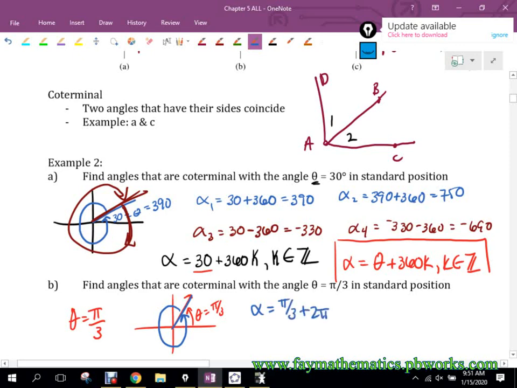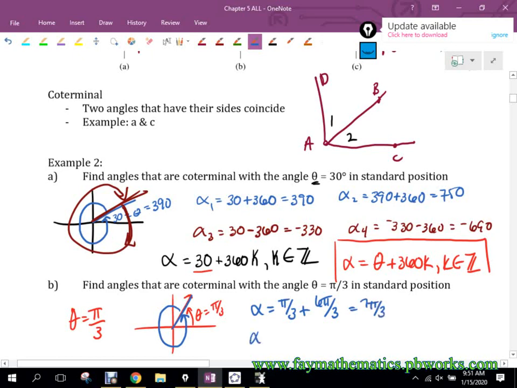If you struggle with fractions, you are going to get so much better at them in this class because they pretty much show up in every problem. So 2 pi is not conducive to adding to pi over 3, right? But if I write it this way... is that still 2 pi? Okay, so 7 pi over 3 would be one of my coterminal angles, right?